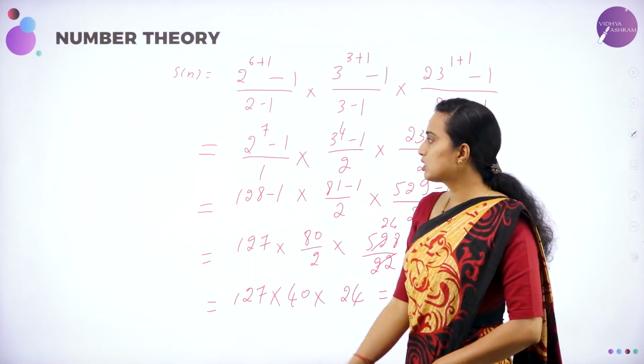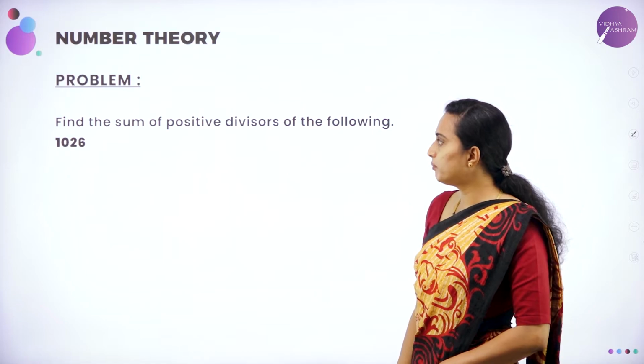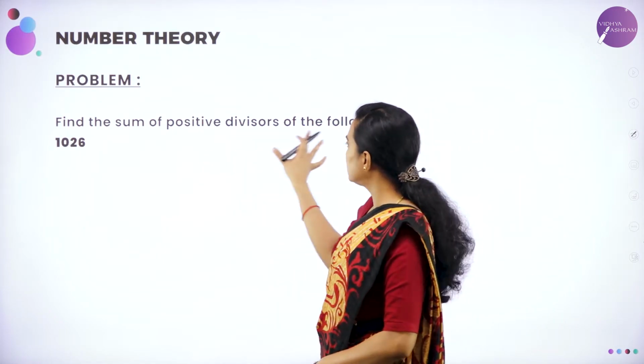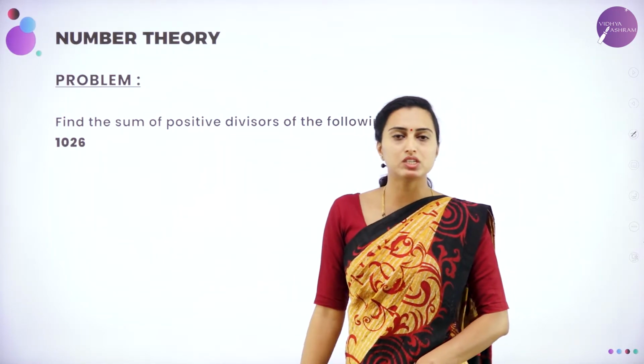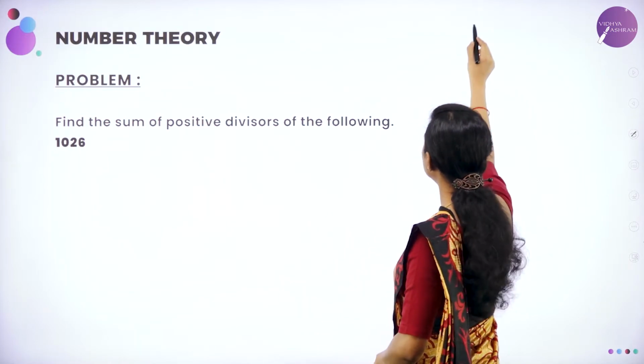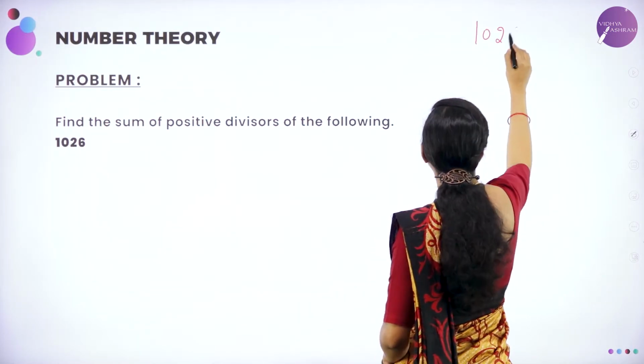Okay, next we'll be moving on to the problem. Find the sum of positive divisors of the following number, which is 1026. Let me find out the factorization.